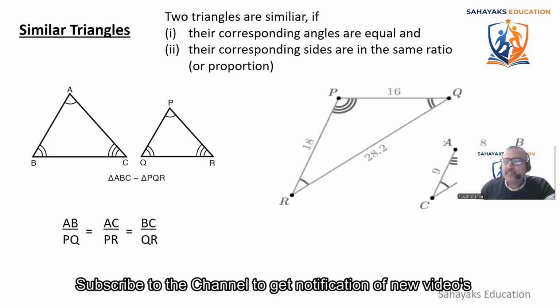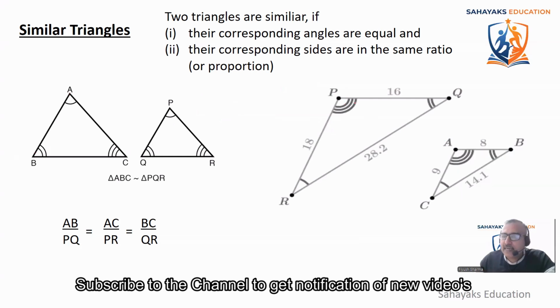Now look at these two triangles. You can see the angles are exactly the same. One angle is equal to one angle, two angle is equal to two angle, third angle is equal to third angle. And the sides you can see are in proportion. This is 8, this is 16, 2 times. This is 9 and this is 18, 2 times. This is 14.1 and this is 28.2, 2 times. The sides are in the same proportion. So these are two similar triangles.